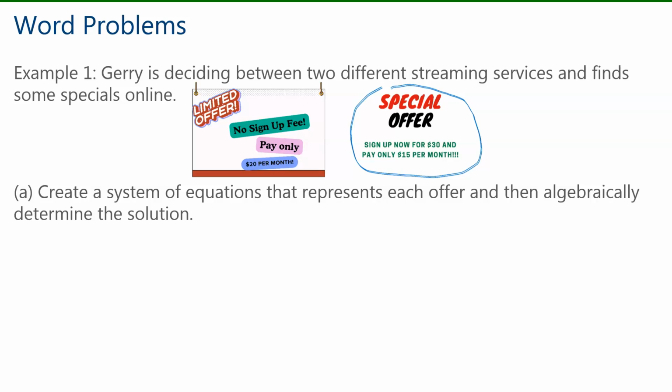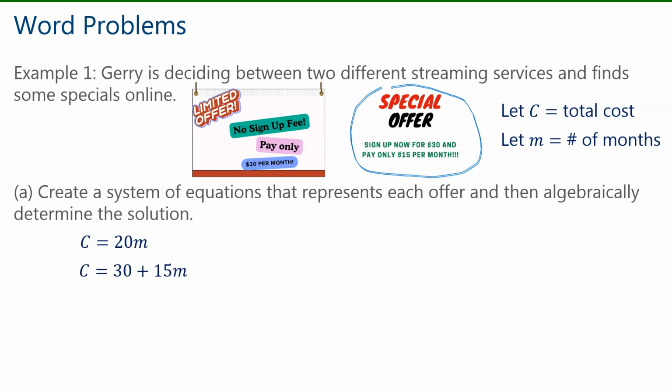So let's start by defining some variables. I'll let C be the total cost and M represent the number of months. So now for the first offer, you pay only $20 per month. So we can write that as C equals 20 times M, while the second offer we can write as C equals 30 plus 15M, since they have a $30 sign-up fee.